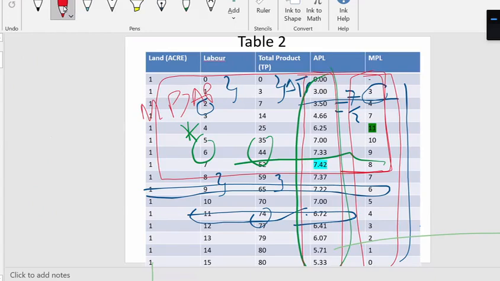Lakini level 2, marginal product is less than what? From here, this is 7. This is 7.3. So from here na kuendelea mpaka hapa, this is level 2. Stage number 2. Lakini if marginal product is less than 0, manake zitakuwa ni negative na kuendelea.